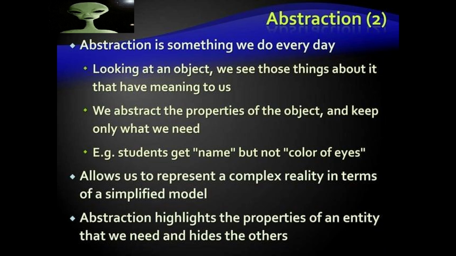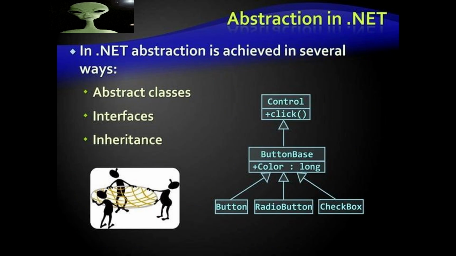It allows us to represent a complex reality in terms of a simplified model. Abstraction highlights the properties of an entity that we need and hides the others. Abstraction in .NET. In .NET, you can achieve abstraction through several ways: abstract classes, interfaces, and inheritance.